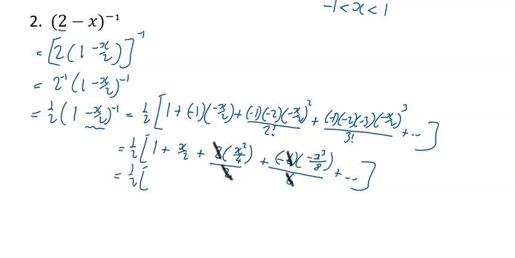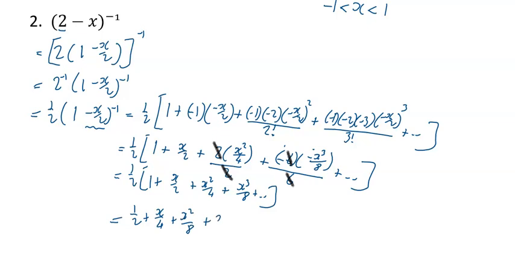is a half upon 1 plus x over 2 plus x squared over 4, and then plus, because that is minus times a minus, make that plus, so plus x cubed over 8. And your last line for your expansion, multiply in by the half, you're going to get a half, plus x over 4 plus x squared over 8 plus x cubed over 16, and so on.